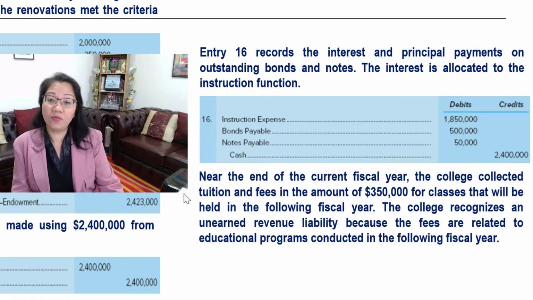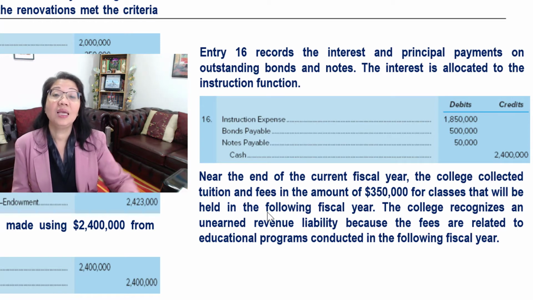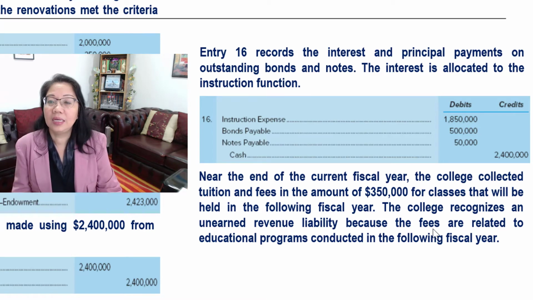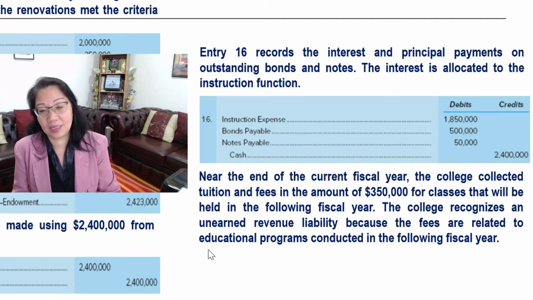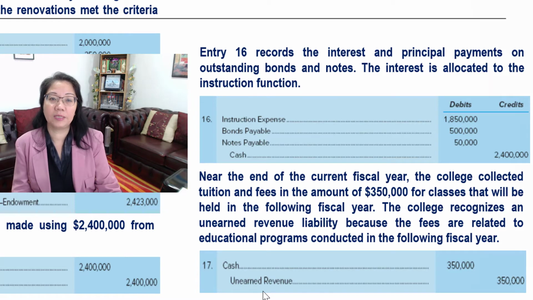Near the end of the current fiscal year, the college collected tuition and fees in the amount of $350,000 for classes that will be held in the following fiscal year. So we are collecting in advance. The college recognizes an unearned revenue liability because the fees are related to educational programs conducted next year. So the journal entry would be to debit cash $350,000 and credit unearned revenue for $350,000.